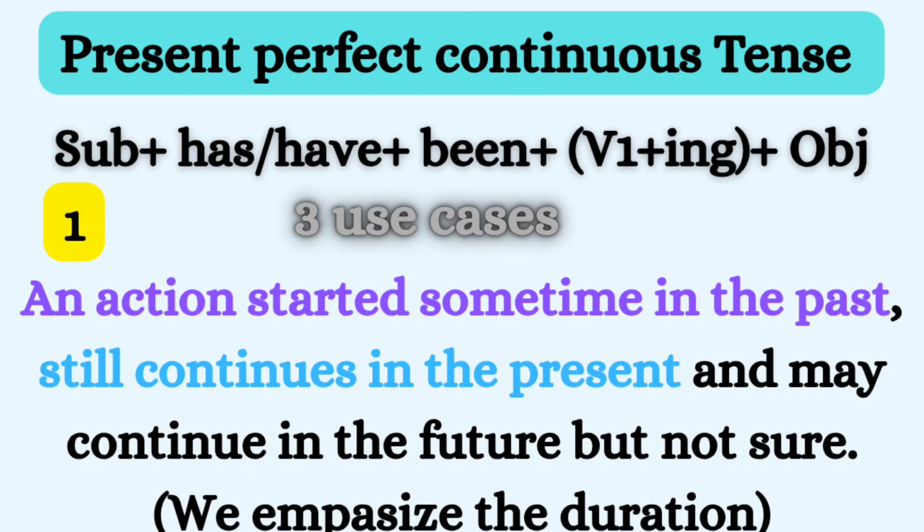An action started sometime in the past, still continues in the present, and may not continue in the future, but we are not sure. So in this use case, we emphasize the duration of the action by using for and since. These are the time markers. Time markers help us to identify the tense. Time markers help us to emphasize the duration of an action. I hope it is clear. We will see examples one by one.